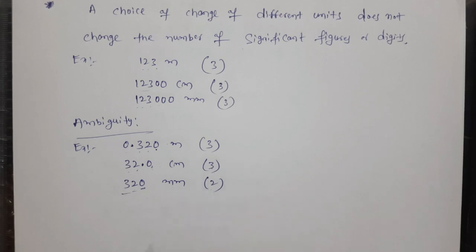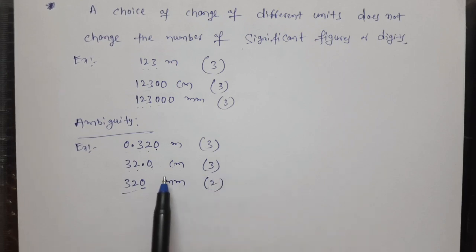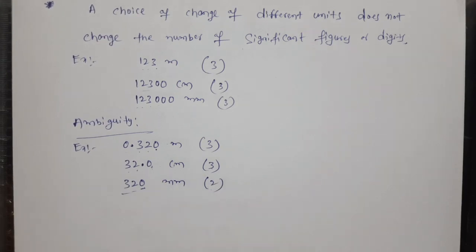So to remove such ambiguity in determining the number of significant figures, the best way is to represent every measurement in scientific notation. So here we are not giving the whole value in scientific notation. That is the reason why this ambiguity is coming. So to remove this ambiguity, we represent every measurement in scientific notation. Now I'll tell you what is that scientific notation.